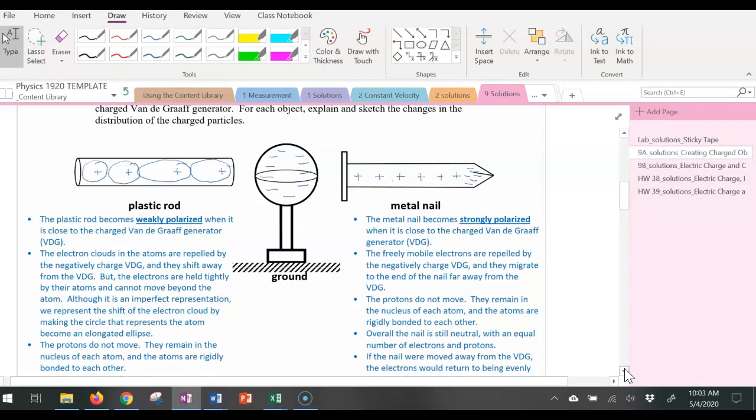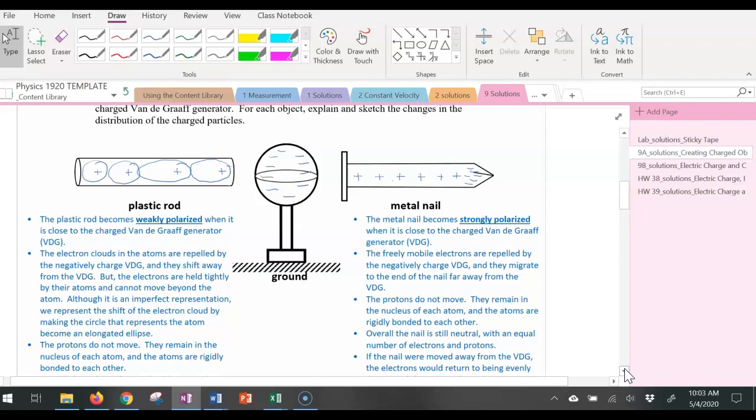So it now seems that the pointed end of the nail has more of a negative charge because a lot of electrons have gathered in that region. And it seems like the other end, the left-hand side of the nail, has more of a positive charge because a lot of electrons have left that region of the nail.